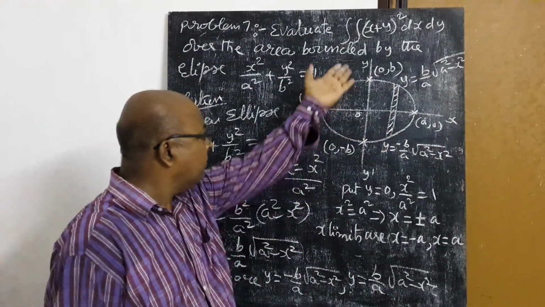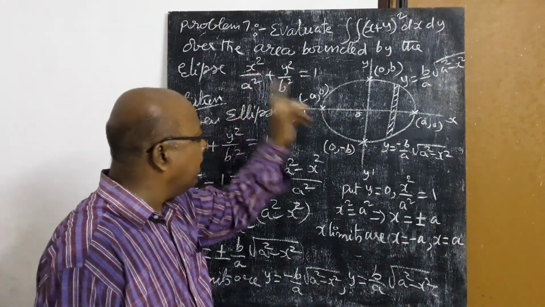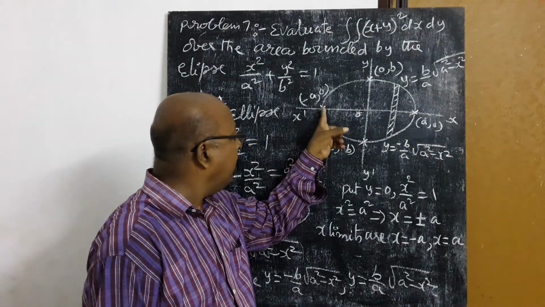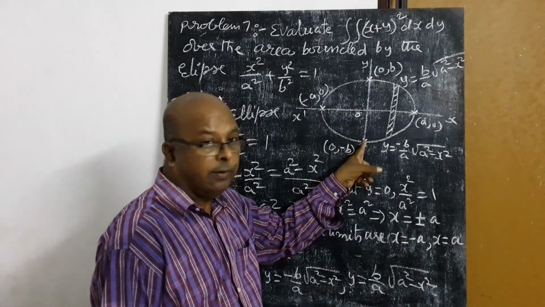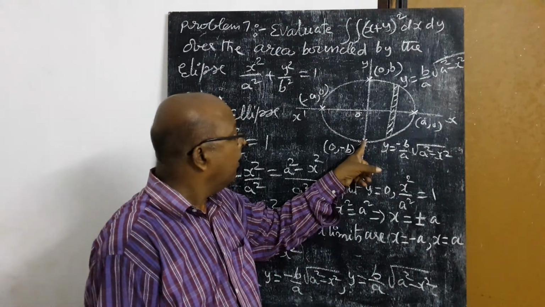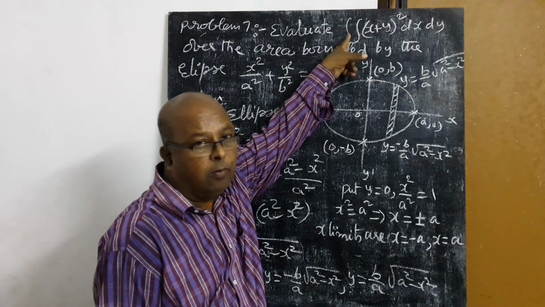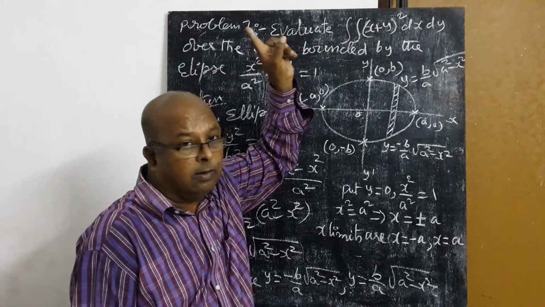x and x', y and y'. This is x²/a², so the points are a, 0, this is minus a, 0, then 0, b, and 0, minus b. No limits are given here. We have to find the limits of the integral.